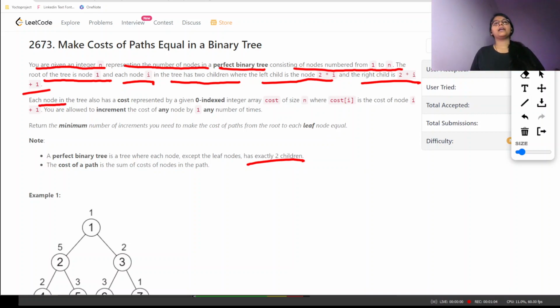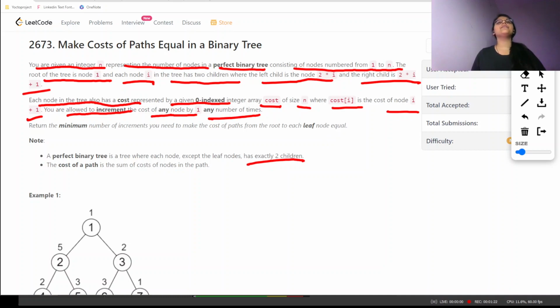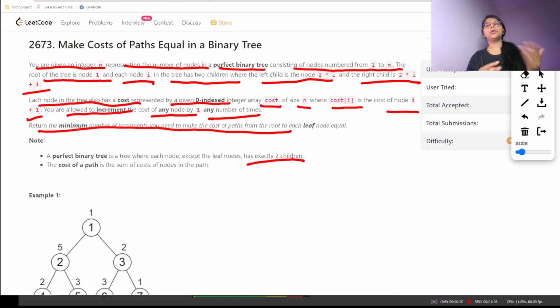And then each node in the tree also has a cost, represented by a given zero-indexed integer array cost of size n, where cost[i] is the cost of node i plus 1. You are allowed to increment the cost of any node by 1 any number of times. Return the minimum number of increments you need to do to make the cost of the path from the root to each leaf node equal.